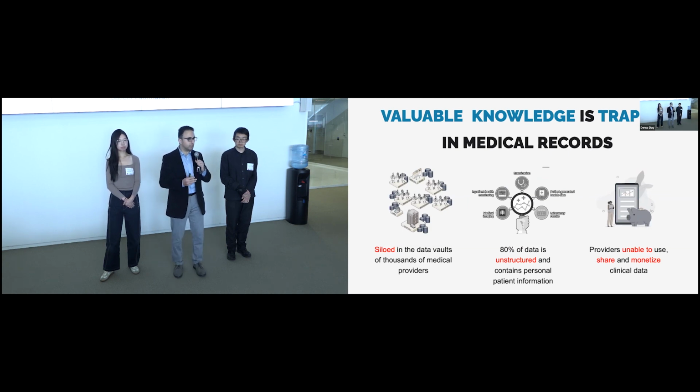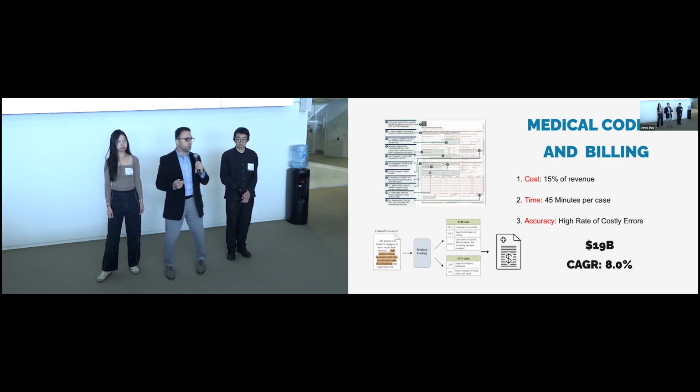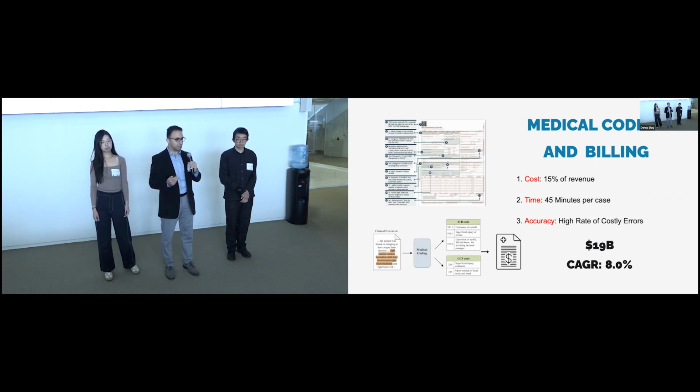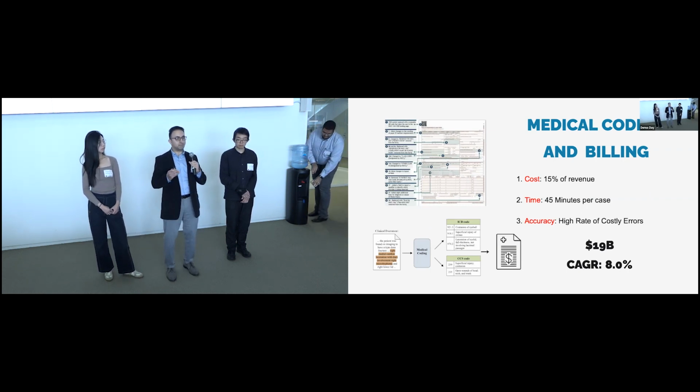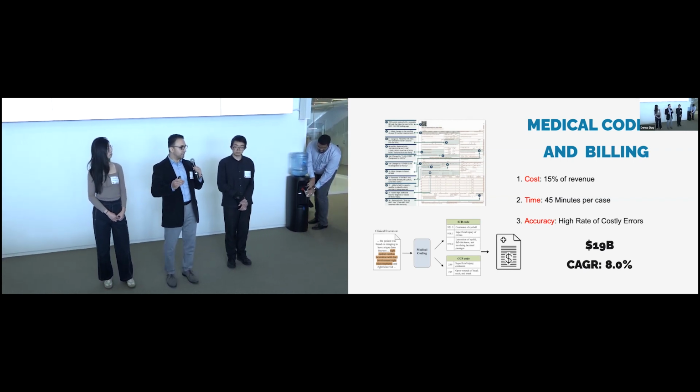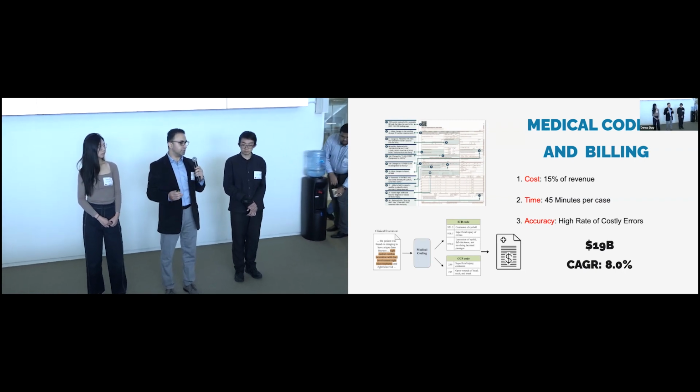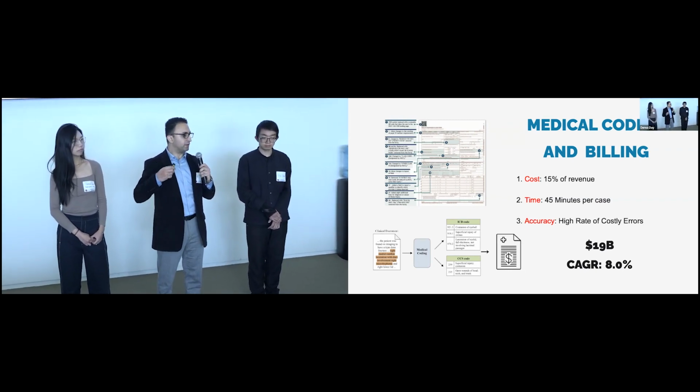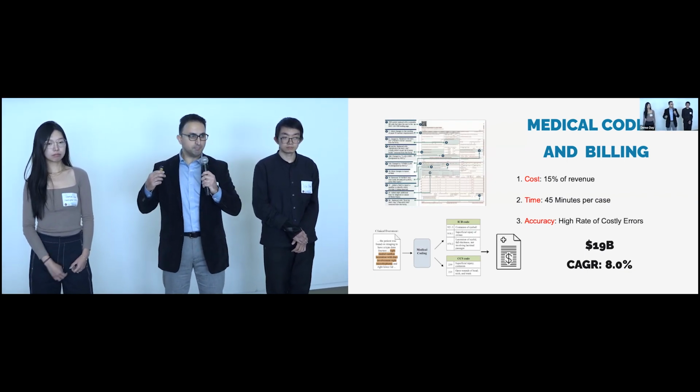One is that they're siloed in the thousands of data vaults of these medical providers. Two, the data is unstructured and filled with private patient information. Three, there's not a culture within medicine now that sees this data as something valuable and something shareable. So what do medical providers care about? Medical providers care about billing. And medical billing is one of the most inefficient processes in healthcare, costing 50% of medical revenue, an incredible time sink from the providers, requiring an army of 200,000 medical billing professionals.